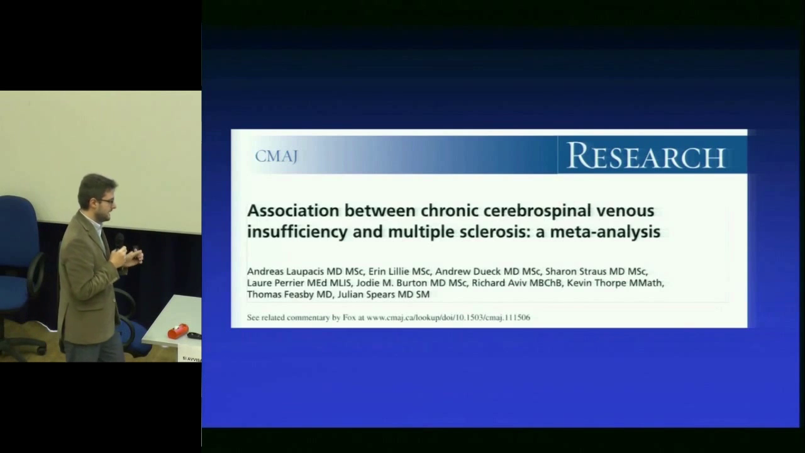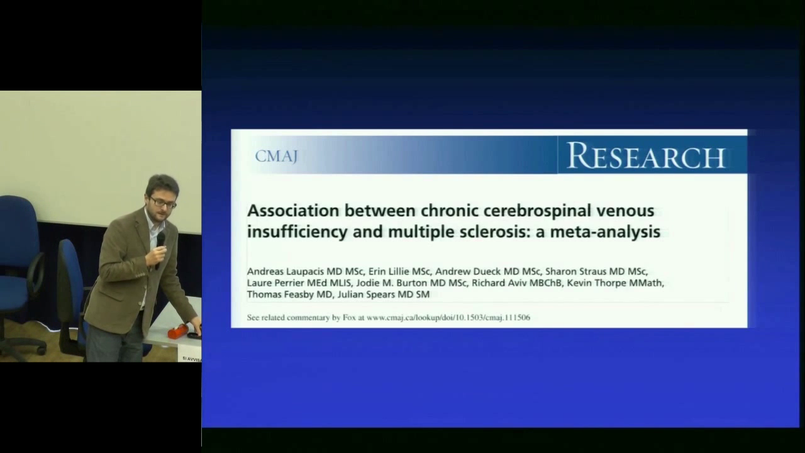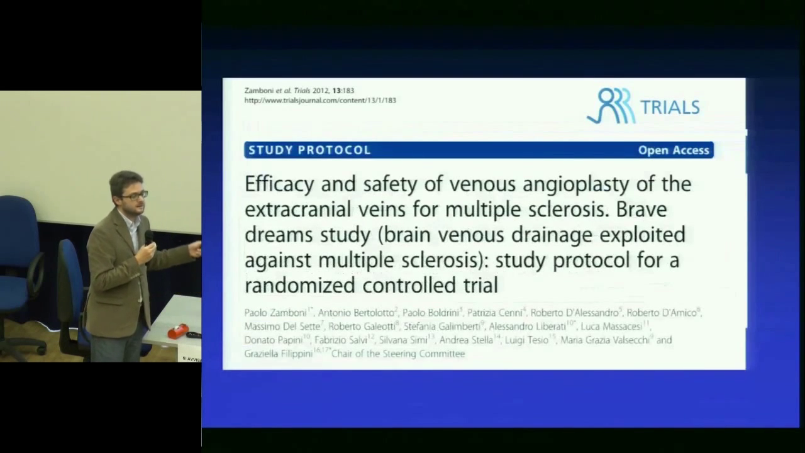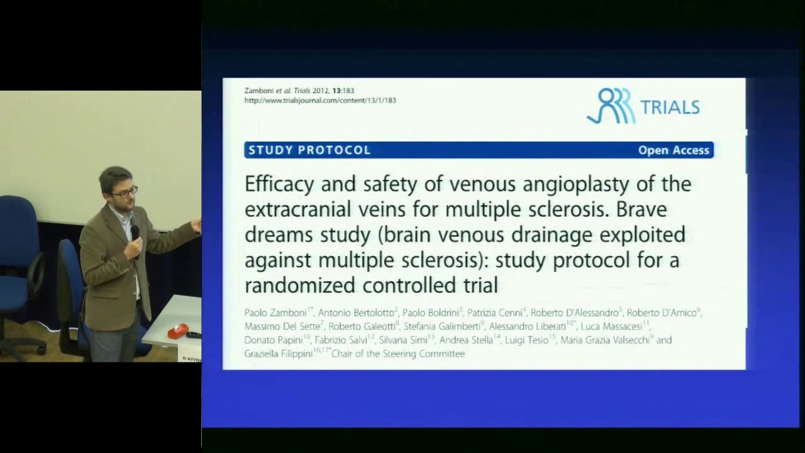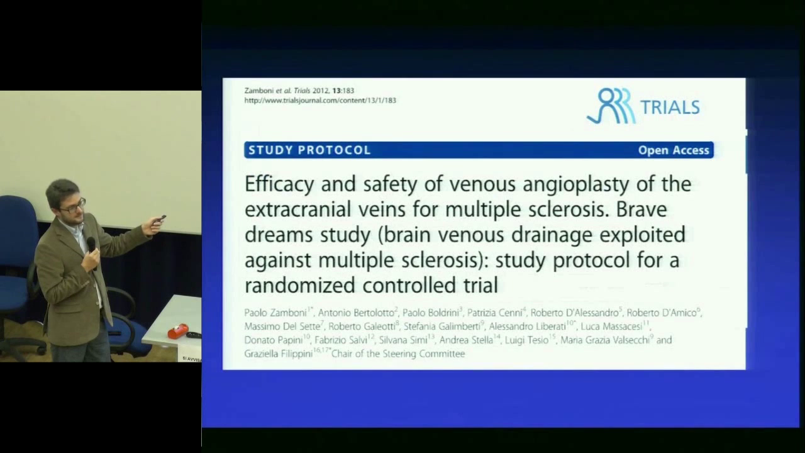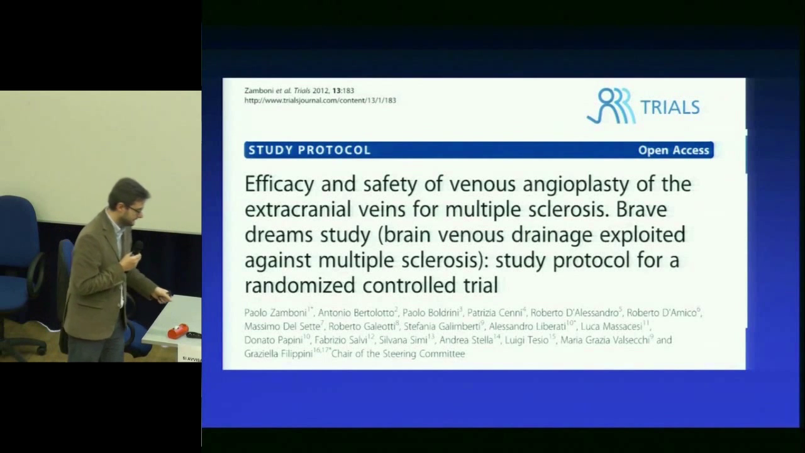But what did he say? In a correct way, he said, okay, I believe my theory, I see the biological rationale, so he went to the Italian Cochrane Collaboration and designed a trial that is ongoing, and said, okay, let's test it in the best way. Zamboni published with Filippini, Roberto D'Amico, and also the name of Alessandro Liberati. He said, give me your best clinical methodology and I will do the trial because I really believe in my hypothesis. And so a randomized controlled trial was designed.